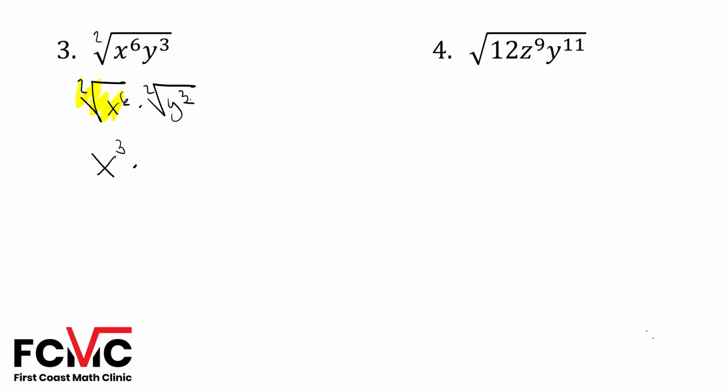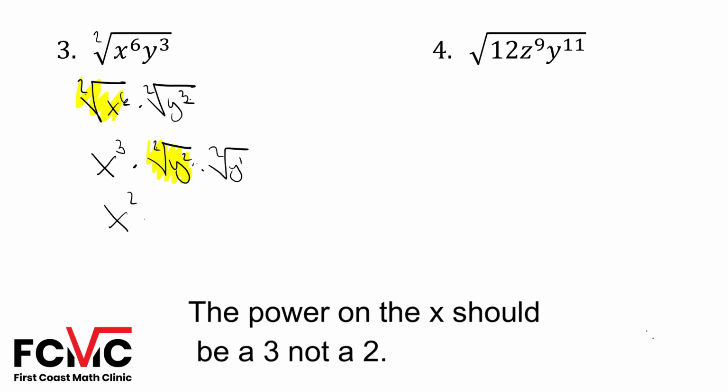I can't divide 3 by 2 and not get a decimal, so I'm going to break this apart into y to the 2nd. So I want the square root of y to the 2nd times the square root of y to the 1st. Now for this square root of y to the 2nd, I can divide my exponent, 2 divided by 2, and that's going to give me y to the 1st.